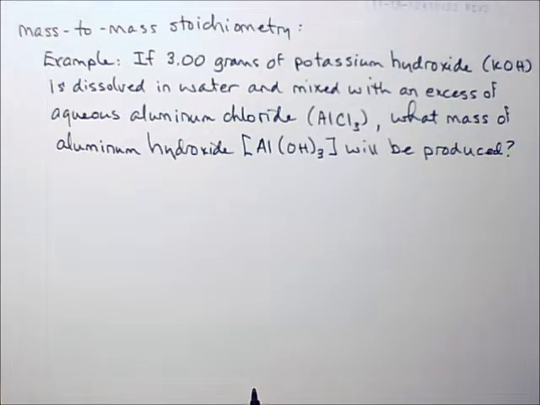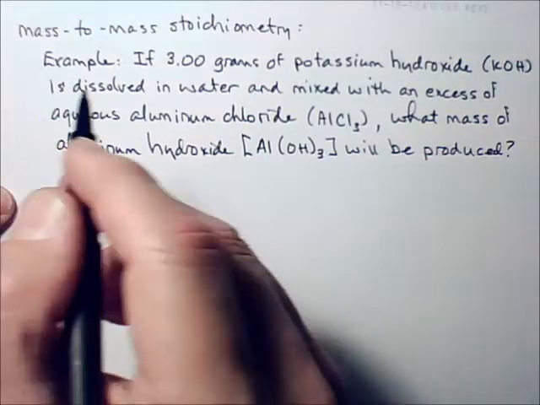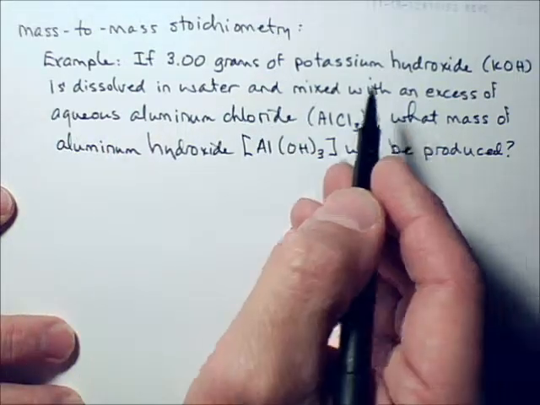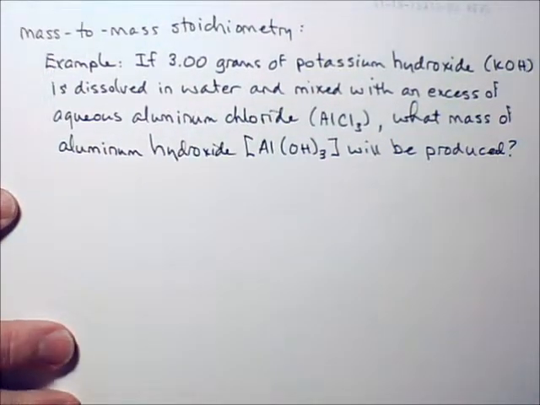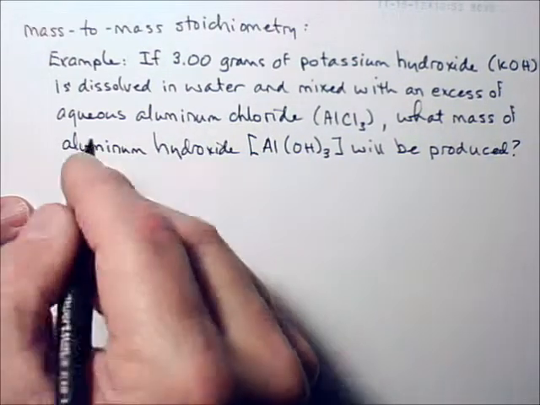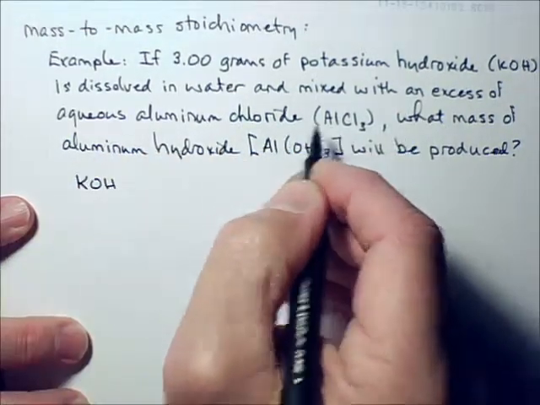So the first thing you want to do is just write down your chemical species, predict the type of equation you're going to have, what classification it is, and predict your products. One of the products is already given to you in the question. You ready? Okay. So the first thing we have is potassium hydroxide, and it says it's dissolved in water and mixed with an excess of aqueous aluminum chloride. Well, that's what you're doing with your starting stuff. Those are your reactants, okay? So we've got potassium hydroxide, and we have aluminum chloride.